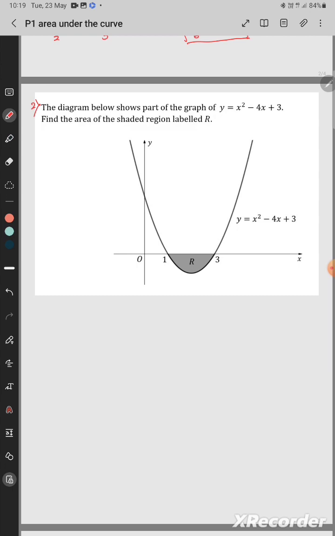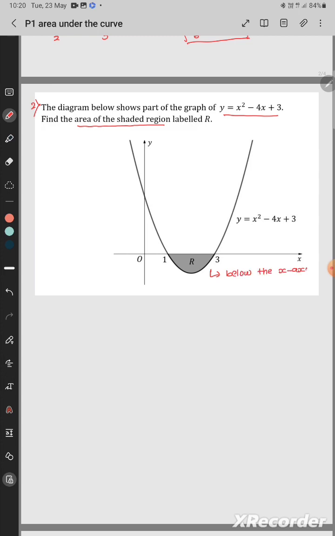So the diagram below shows part of the graph of y equals x squared minus 4x plus 3. We have to find the area of the shaded region labeled R, basically this region. Now one concept please keep in mind, whenever we want to find the area of a region below the x-axis. So see, this is below the x-axis.